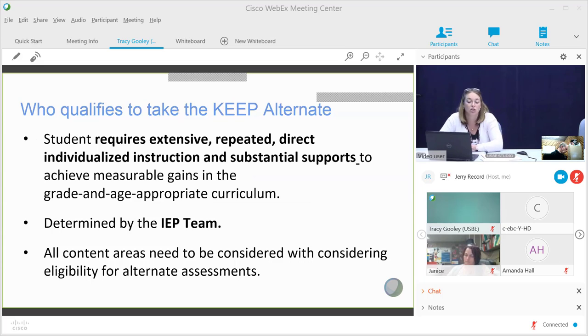A teacher or a principal or a district person by themselves cannot decide that a student would qualify to take an alternate assessment. It's a team decision, and those IEP teams determine that a student has a significant disability that affects them instructionally. Therefore, they would then qualify for an alternate assessment.